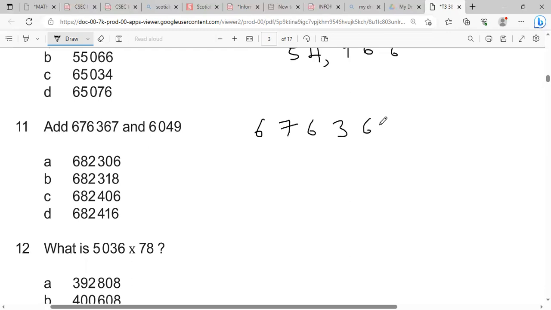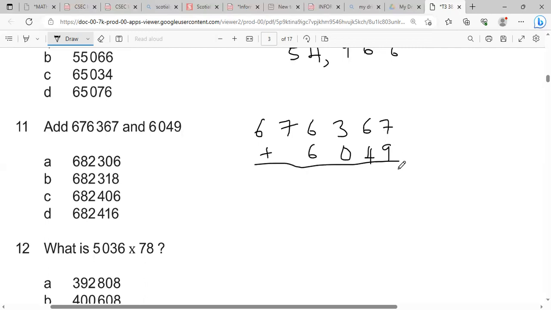So first, we set it up, we space it out. Remember, units under units. So you start from your ones, ensure that every unit is under the correct unit. And there you have it. We can add now, right? So it says add, so we're gonna just add them.